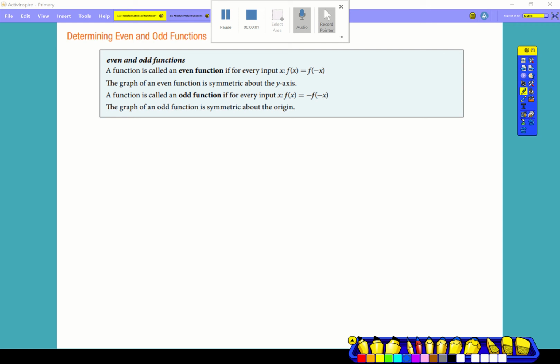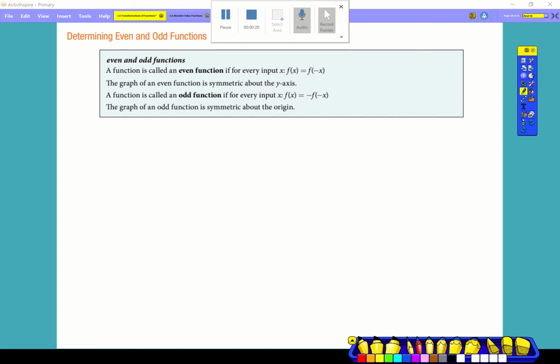Welcome back. This is Unit 1, Section 5, Transformation of Functions, Video 3, Determining Even and Odd Functions. So we were speaking about reflecting things across axes. So even and odd functions, we can determine them by those rules.